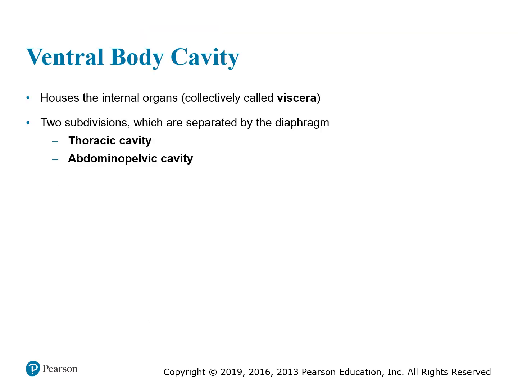But moving on to the ventral body cavity, so think of the ventral fin of some ray-finned fishes. They are towards the sort of anterior portion. So it houses the internal organs. We call those viscera. That is sort of all the organs that are in there. And there are two subdivisions there separated by the diaphragm. So in the superior part, you have the thoracic cavity. In the inferior part, you have the abdominopelvic cavity.